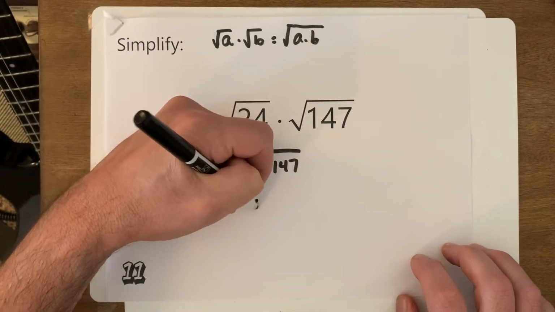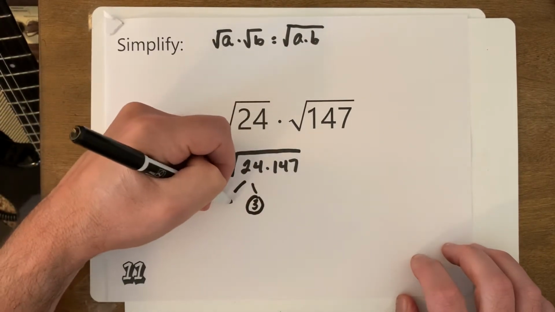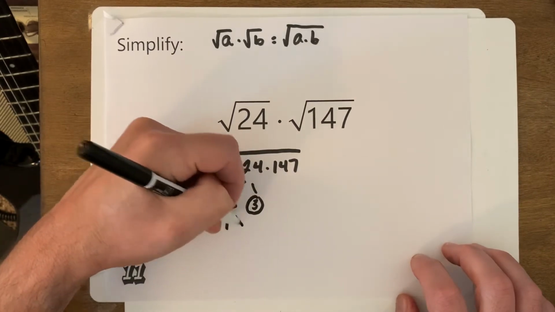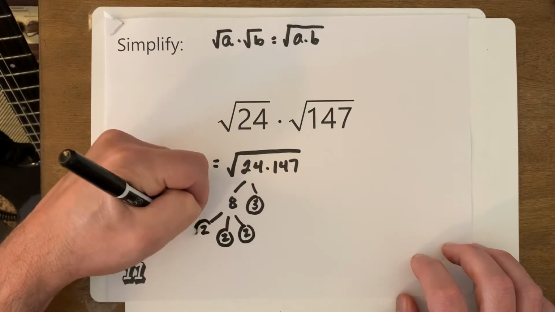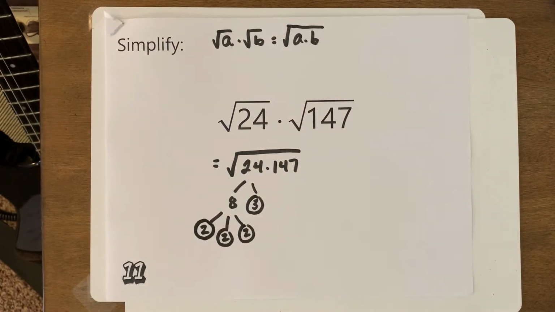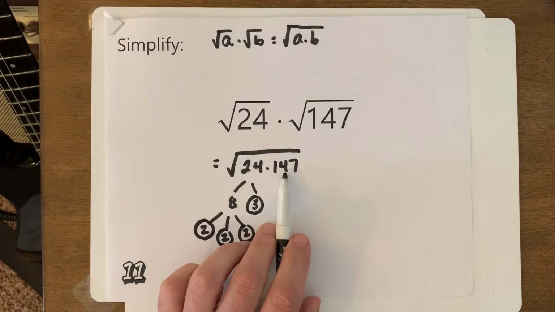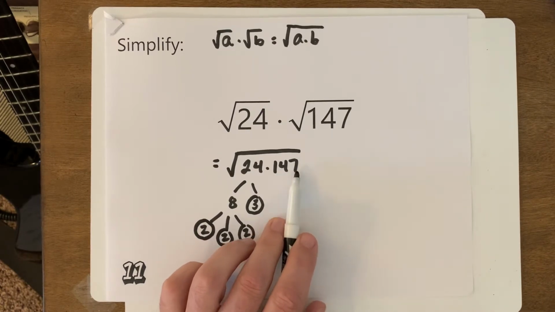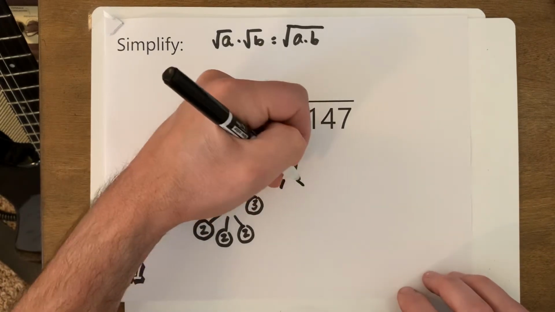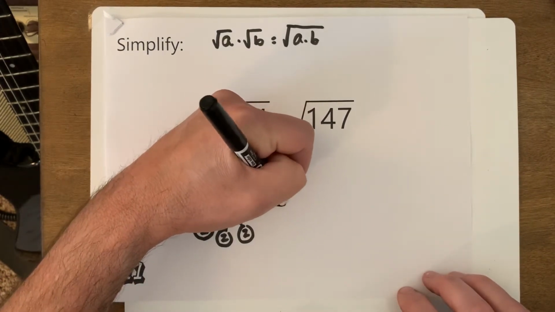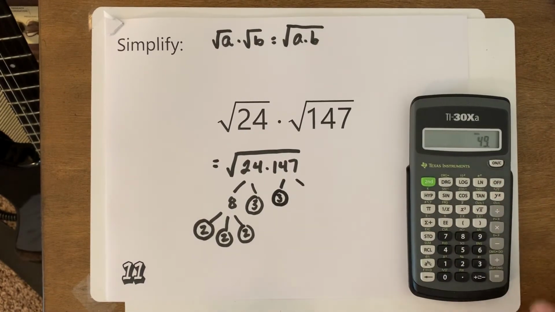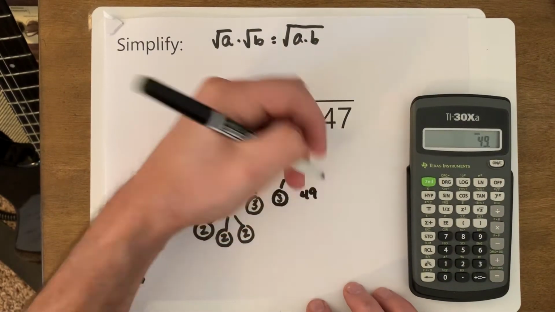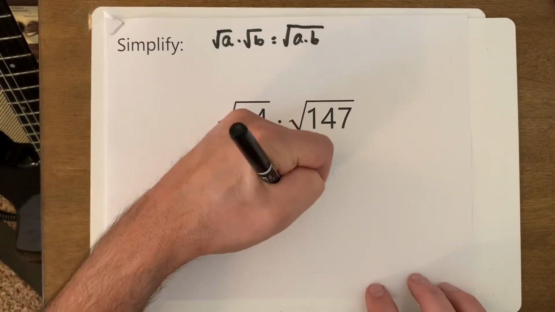24 is 8 times 3, and 8, again, is 3 twos. Okay. Let's take 147. If you take 147, 4 plus 1 is 5, and plus 7 is 12. Since 12 is a multiple of 3, that means that 3 goes into it. Okay, so what's 147 divided by 3? Well, that's going to be 49. Ooh, that's nice. 49 is 7 times 7.